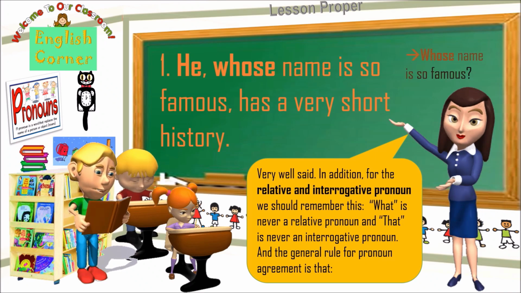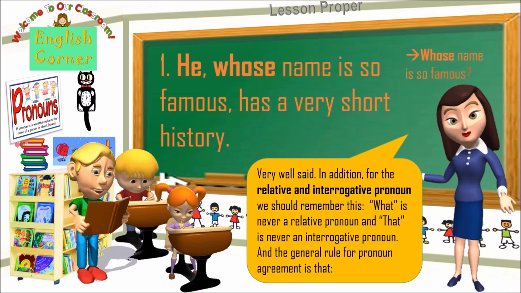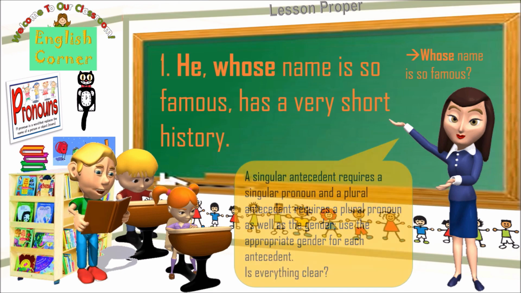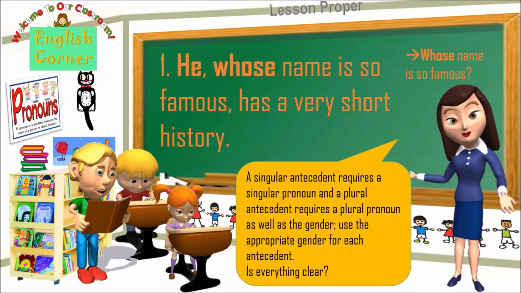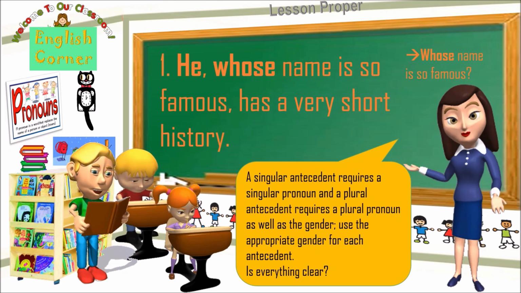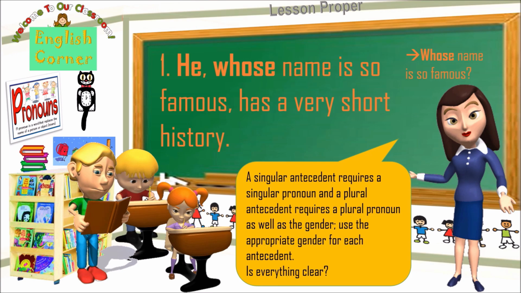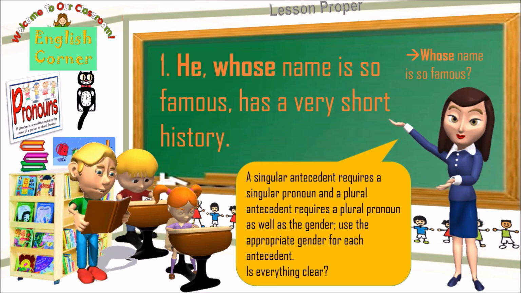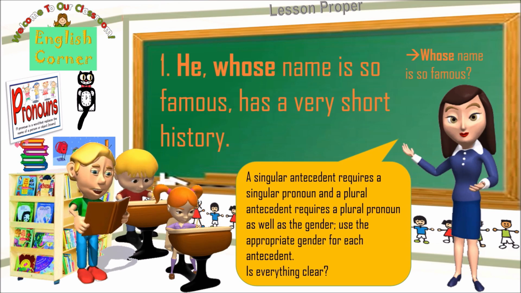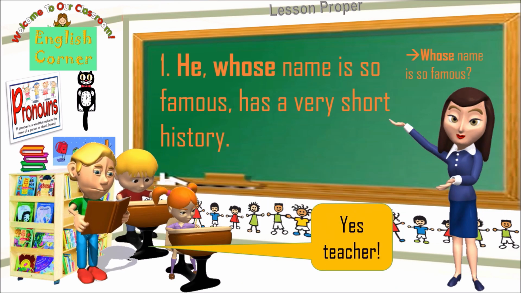In addition, for the relative and interrogative pronoun, we should remember this: "what" is never a relative pronoun, and "that" is never an interrogative pronoun. And the general rule for pronoun agreement is that a singular antecedent requires a singular pronoun, and a plural antecedent requires a plural pronoun, as well as the gender. Use the appropriate gender for each antecedent. Is everything clear? Yes, teacher.